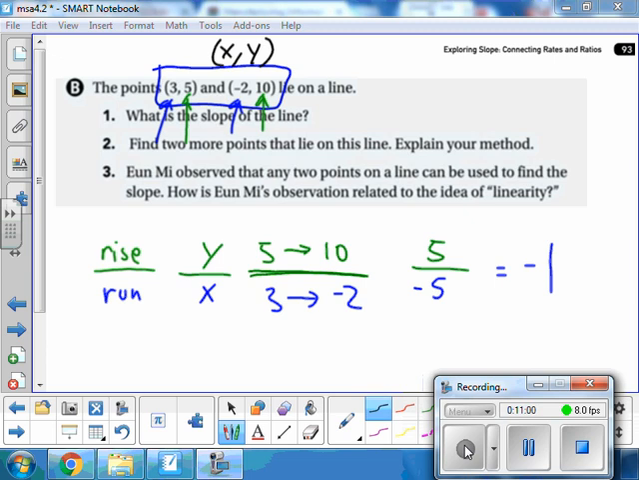Because of this negative right here. If they were both negative, then it would be positive because a negative divided by a negative would be positive. But in this case, we have one negative, which makes the whole thing negative. All right, well, this stuff gets easier over time as you keep practicing it.